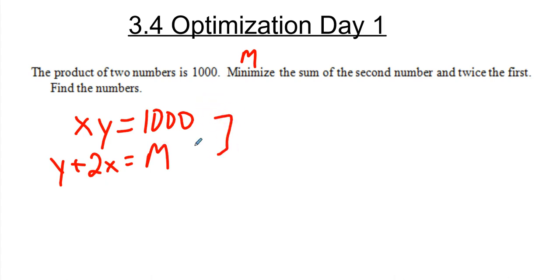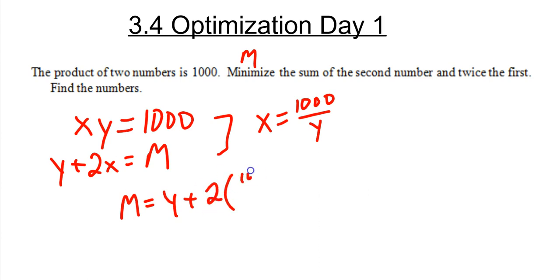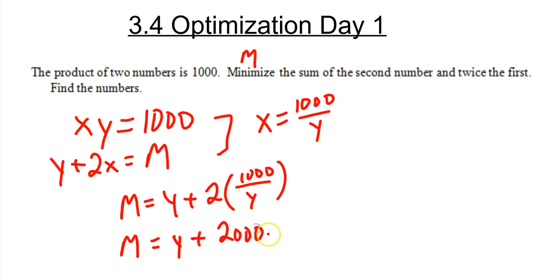Well, we have a system, so we can think back to our algebra. How do we actually want to go back and solve this? Get rid of a variable, so we can take our first one and solve that for either x or y. I'll go ahead and solve that for x, so I'll divide everything by y. And then I'm going to substitute that into my equation here for x. So I'll have m equals y plus 2 times 1,000 over y. And we can simplify that a little bit. So we'll get y plus 2,000. And then I'm going to go ahead and write y to the negative 1.